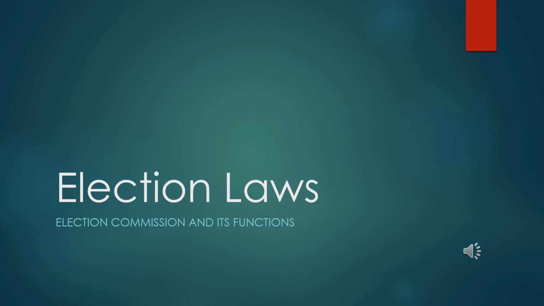So we have the famous symbols: the hand is there, the Kamal Phool is there, the cycle is there, the Hathi is there, the Jhadu is there. So these are basically the symbols. So who gives the allotment of these symbols? These symbols are basically given by the Election Commission.